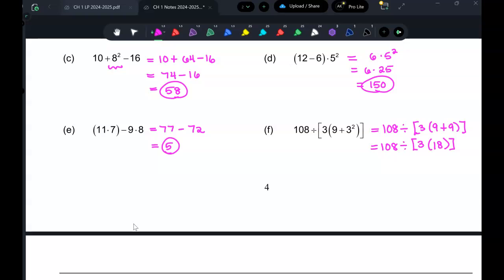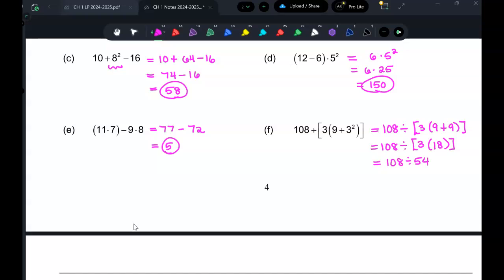Okay. Now, we have to be really careful here. This is where sometimes I see mistakes made too early. Can we do 108 divided by 3? No. You have to do brackets first. I got to do what's in the brackets first. What's 3 times 18? I got 54. Okay, 3 times the second one.